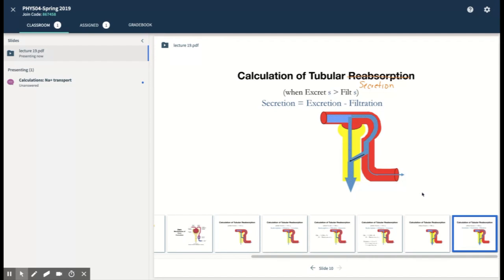Okay, so you can either memorize both equations, or you can think logically about the relationship between how much is excreted and how much is filtered. Depending on which way you set it up, the positive or negative value can tell you which direction something is moving.